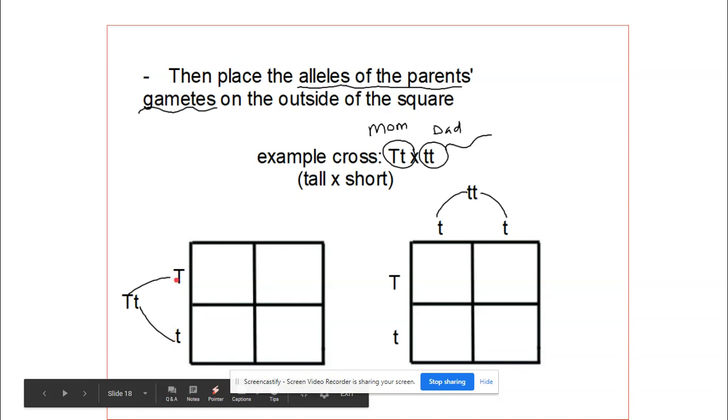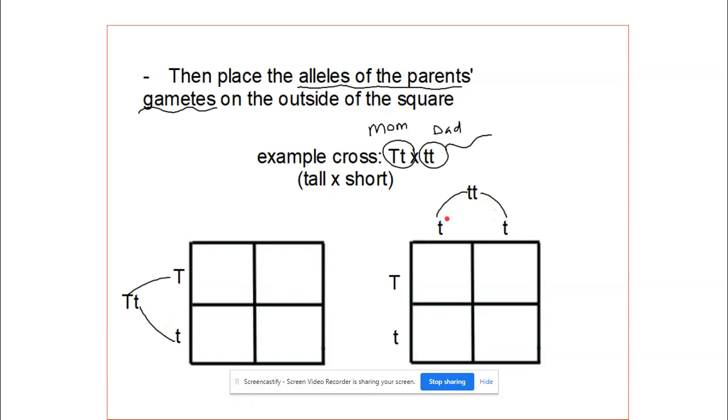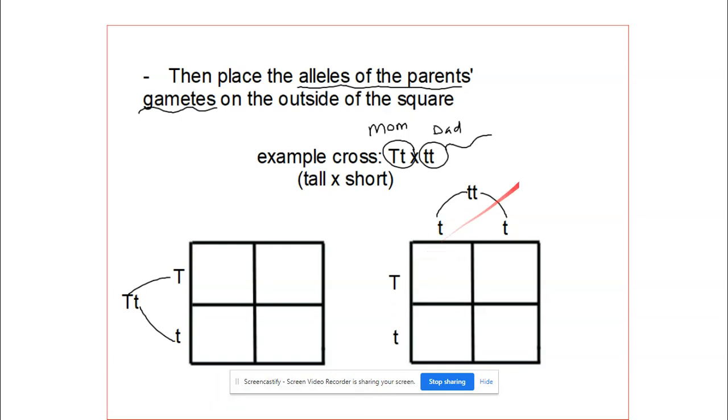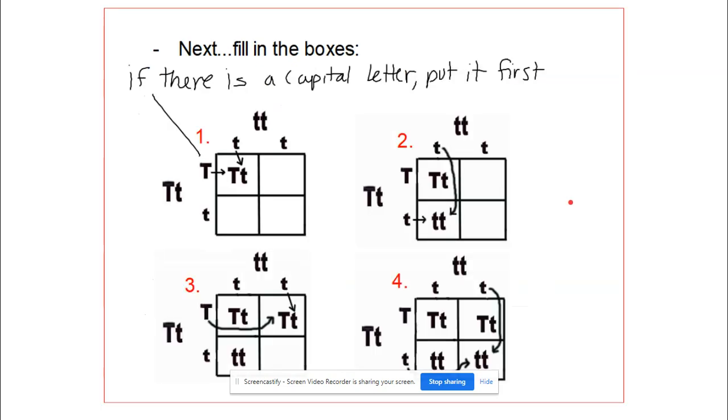So here we have mom's alleles segregating. There's Mendel's principle of segregation. And then here's dad's alleles that are segregating. It does not matter which parent you put where. So this is the parental generation on the outside. The next step is to fill in the boxes.